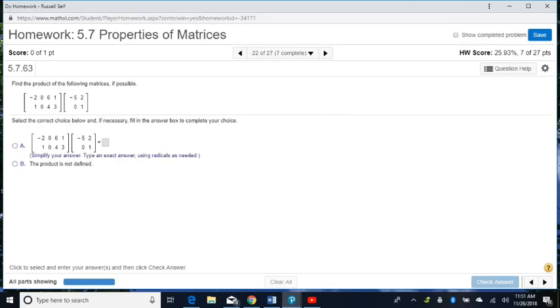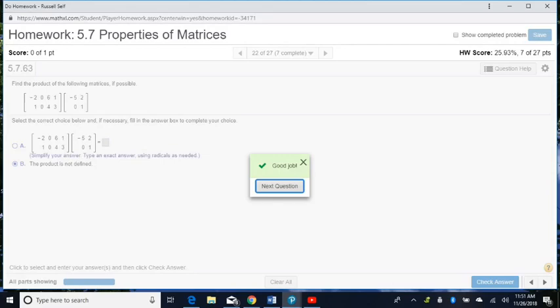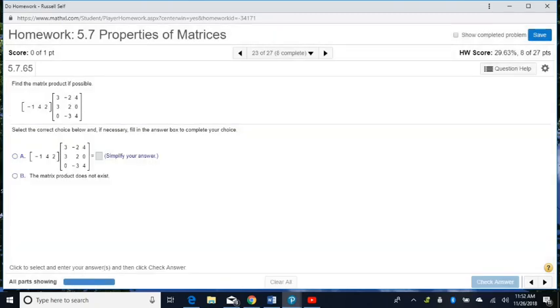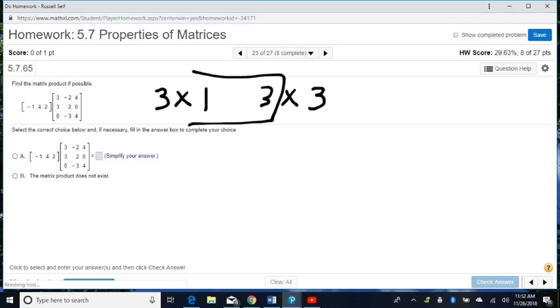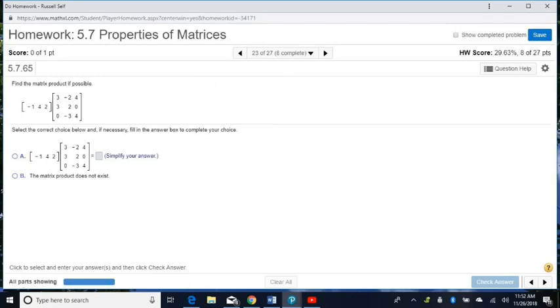Okay? So you dodged a bullet on that one. So make sure to always check the dimensions first, because that made it a lot easier than multiplying all that out and then figuring out that it's wrong. Okay? Alright. So here, that's a 3 by 1. And the second one is a 3 by 3. So, since these two middle numbers are not the same, we are not able to multiply these two together, so the product does not exist.